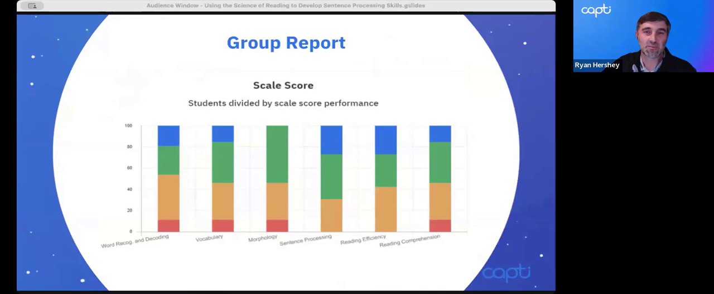I should mention that the 4 colors represented there are how students are organized into performance level. So the red is weak, orange is low average, green is high average, and blue is strong. But it's just interesting to see how the word level skills kind of correlate, and that's not always the case. But then in this class, the sentence level, sentence processing and reading fluency also are quite similar.